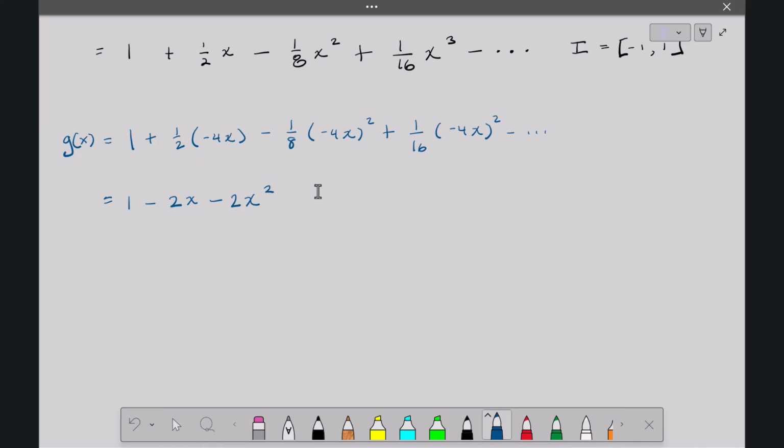And then over here we have negative 4 squared, which is positive 16. Over here we have negative 4 cubed, which is 64 with a negative sign. So negative 64 divided by 16 is negative 4 x cubed. And then this is going to continue on forever.